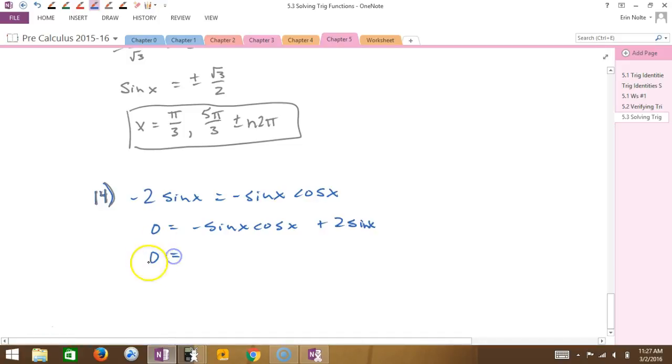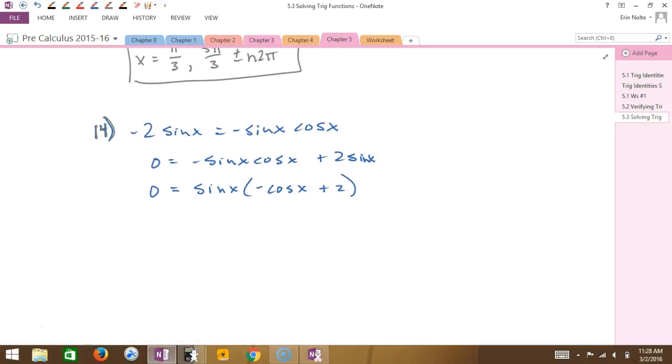Okay, I could technically pull out a negative. Do you guys want to pull a negative or leave it inside? I don't think it'll matter either way. Leave it in? Okay, so we're going to pull out a sine of x. So we'll be left with a negative cosine plus 2. Okay, so since I factored, now I'm going to set each of the quantities equal to 0. So I'm going to have a sine of x equaling 0, and a negative cosine of x plus 2 equal to 0.